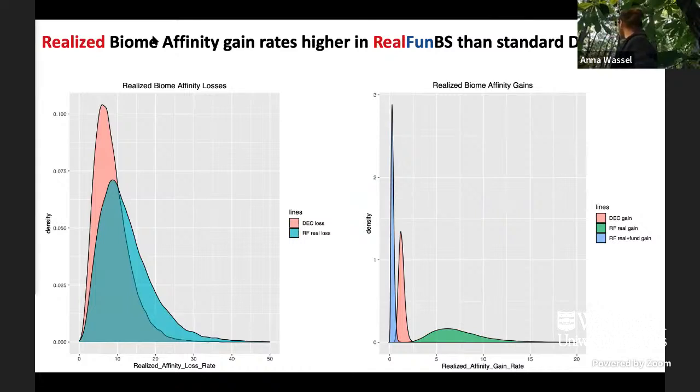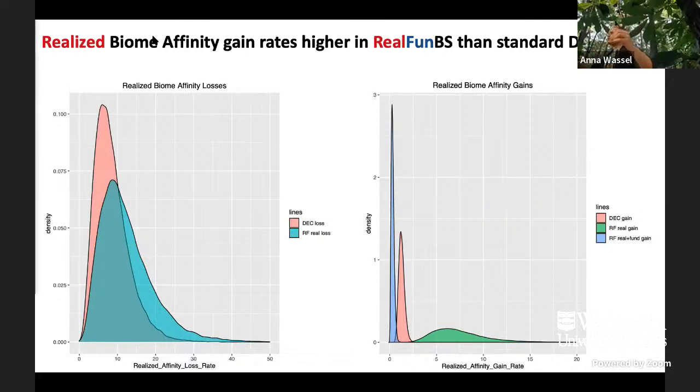But for realized affinities, the red is the DEC, the standard way of approaching things. The green is the same realized gain rates, so they're much higher. And then we also plotted blue, which is the rate of gaining both a realized and a fundamental affinity at the same time in one big jump. And we show that it is a rare event, but it is still present.